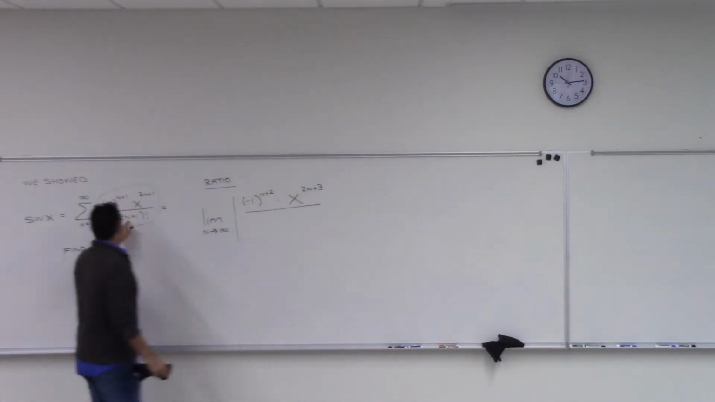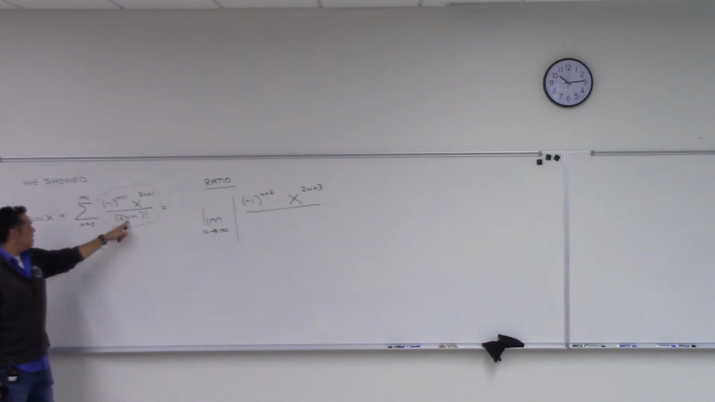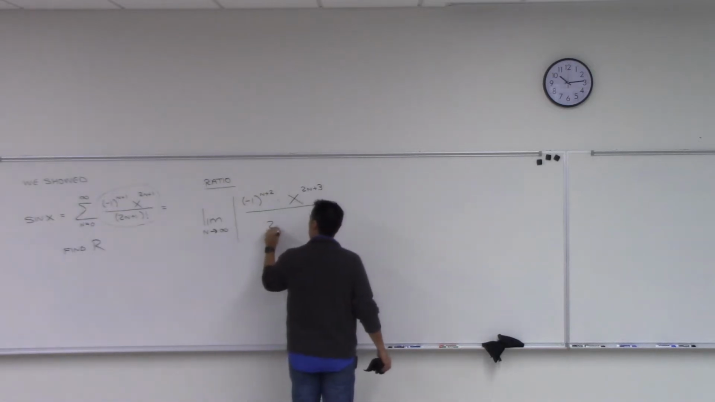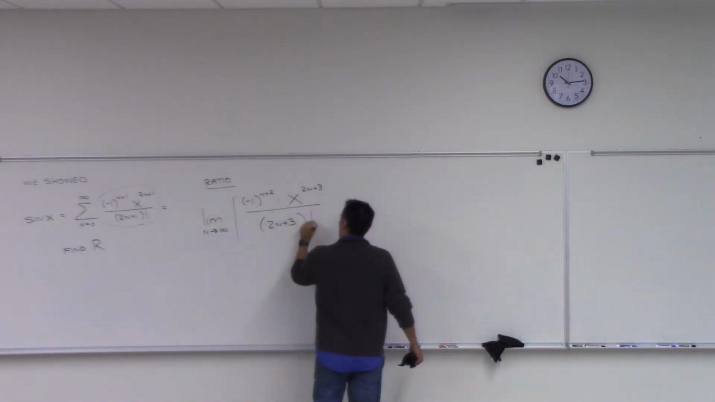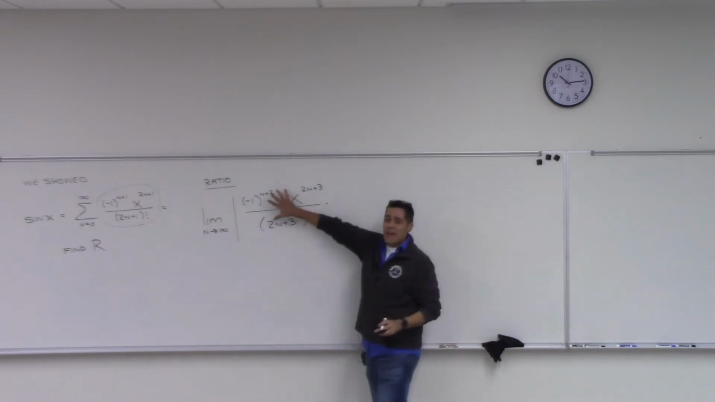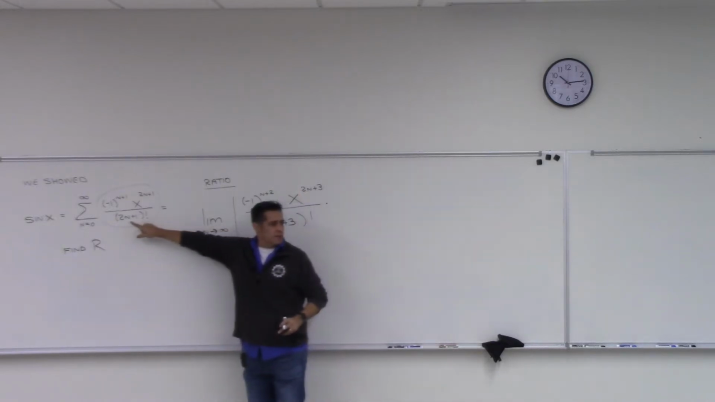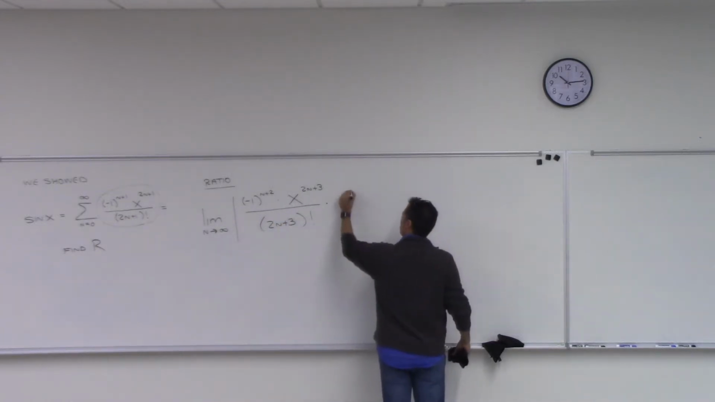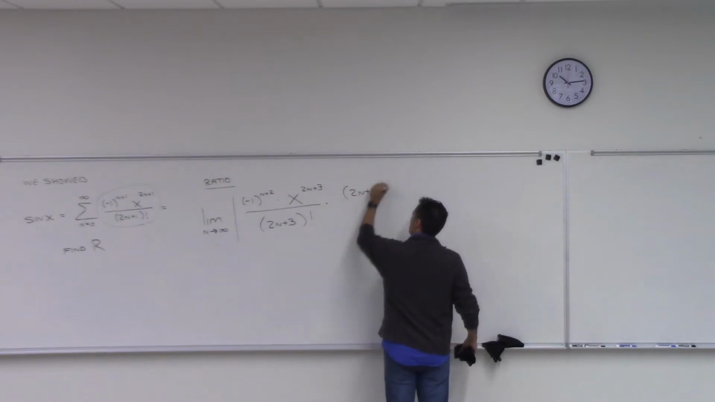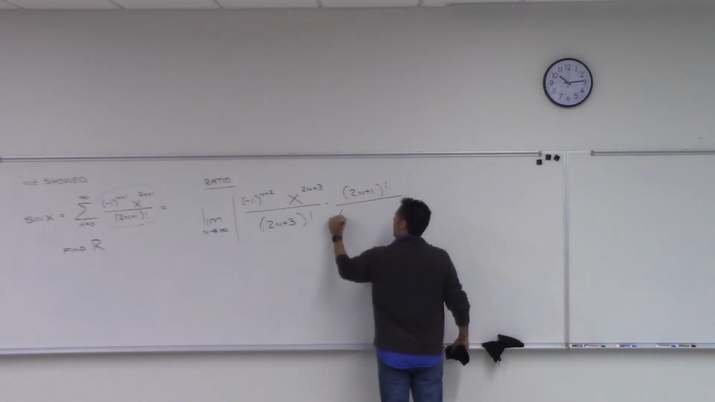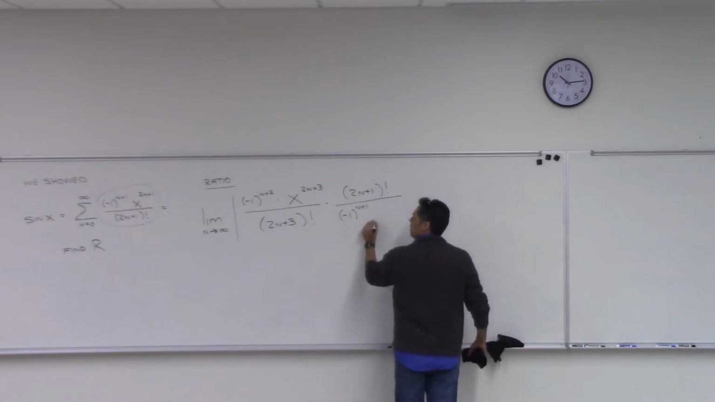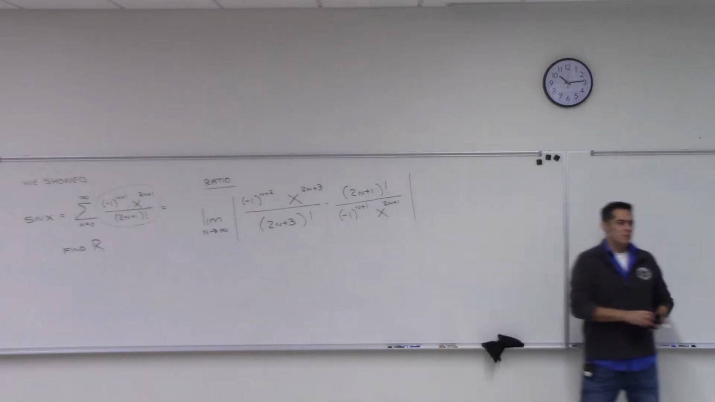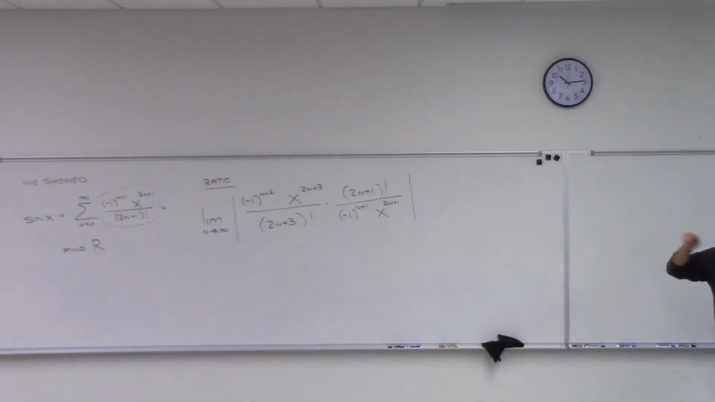Right here, what do I get when I replace n with n plus 1? 2n plus 3 again, right? So 2n plus 3 and then factorial. Then I'm supposed to divide this by that, which is the same as multiplying by the reciprocal. So I'm just going to go straight to the multiplication of the reciprocal: 2n plus 1 factorial over the negative 1 to the n plus 1, and then x to the 2n plus 1. What I want to know is, when I take this limit, what makes it less than 1?